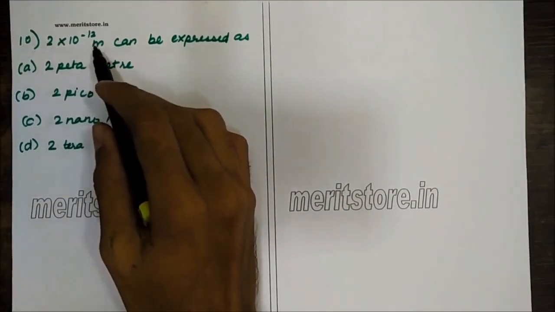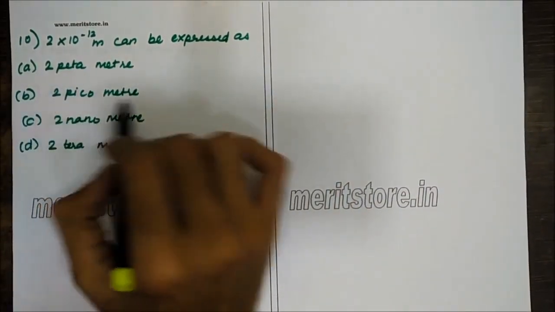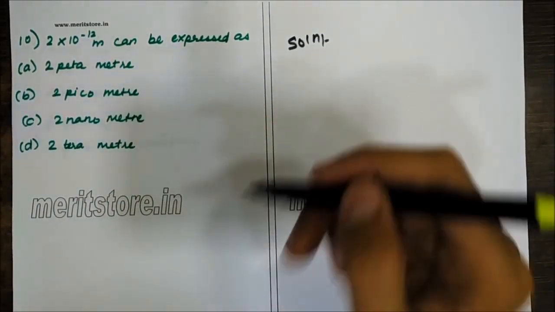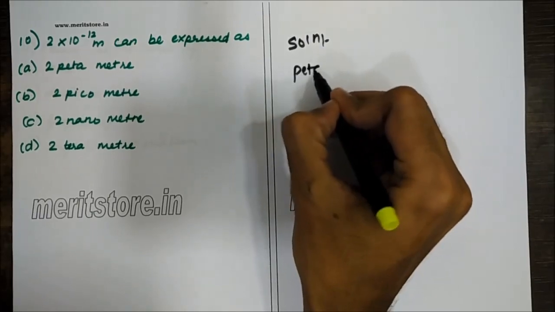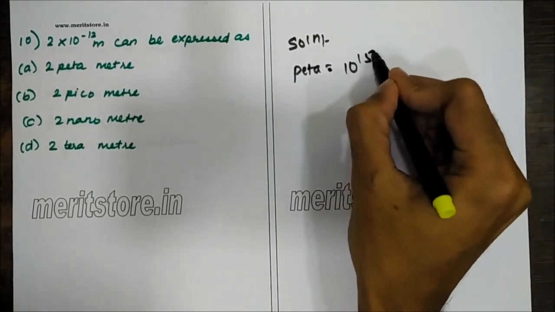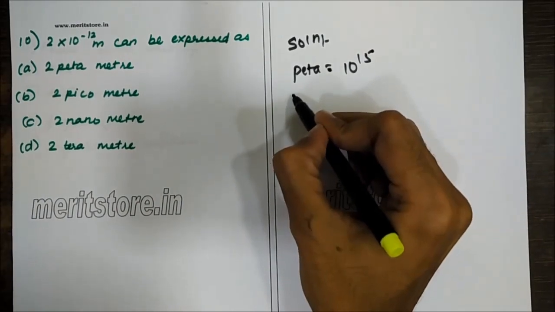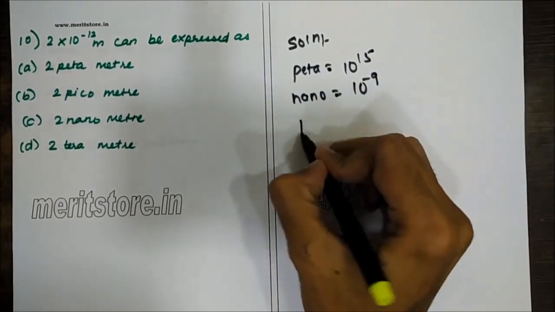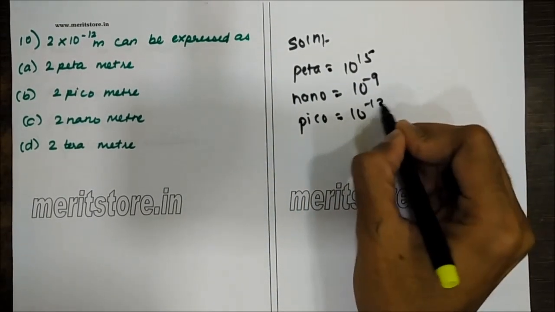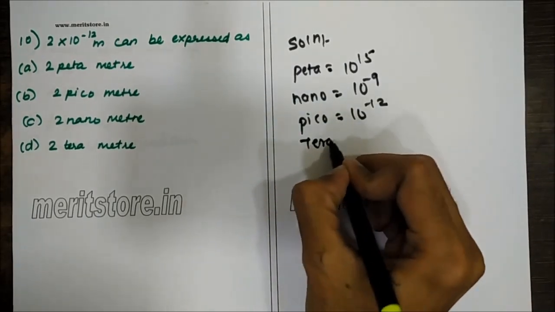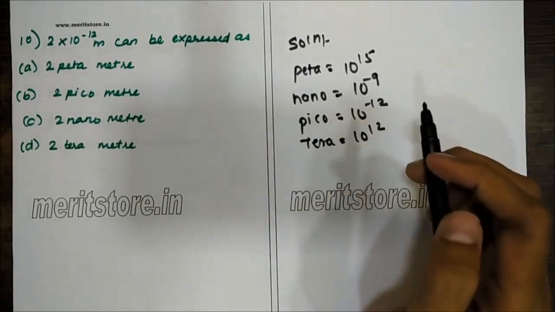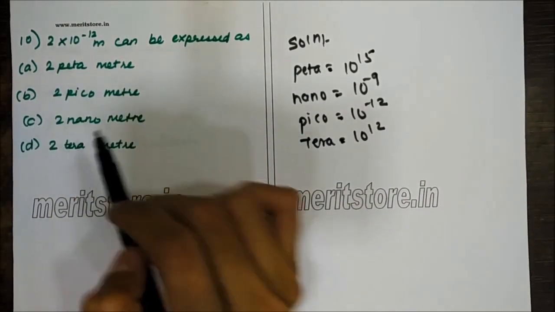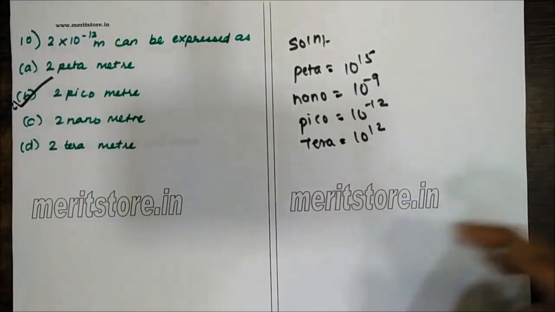Okay, 2 into 10 raised to minus 12 meters can be expressed as: 2 picometers, 2 nanometers, 2 terameters. So we'll give a unit scale for all this. Peta gives you 10 raised to 15. Nano is 10 raised to minus 9, very small. Pico is 10 raised to minus 12, even smaller. Tera is 10 raised to 12. So minus 12 goes for pico, so it can be written as 2 picometers.